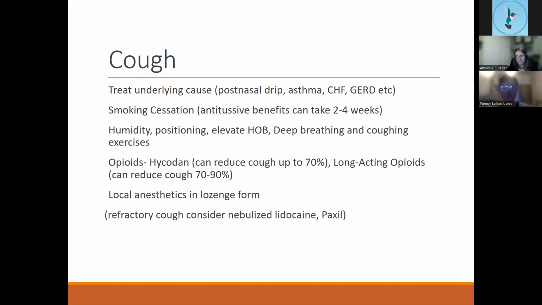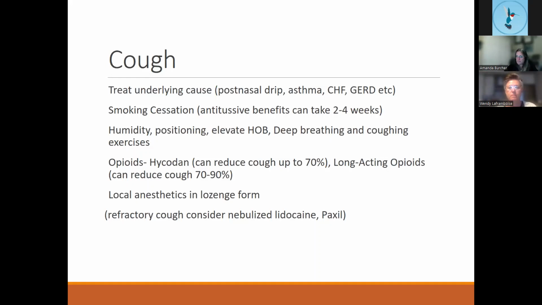As always, with anything COPD, we're going to treat any underlying cause. So if they have a postnasal drip, asthma, GERD, we're going to look at treating the underlying cough cause. In terms of smoking cessation, there is actually evidence that the antitussive, the anti-cough benefit, can kick in within 2 to 4 weeks. So if we're getting involved with these patients earlier and they have a longer prognosis, there may be some potential symptom benefit from quitting smoking. Our non-pharmacological things like humidity, positioning, elevating the head of the bed, deep breathing and coughing exercises for sure.